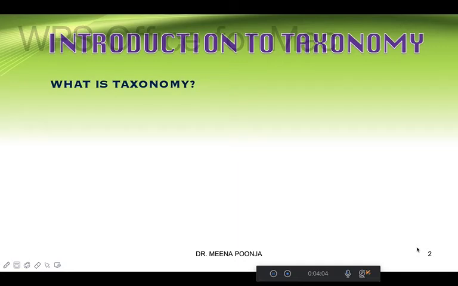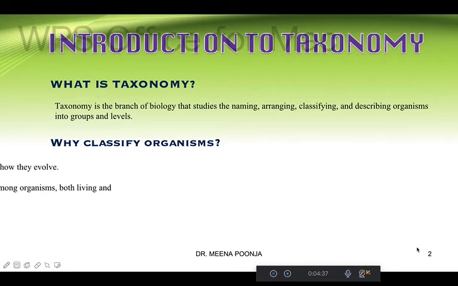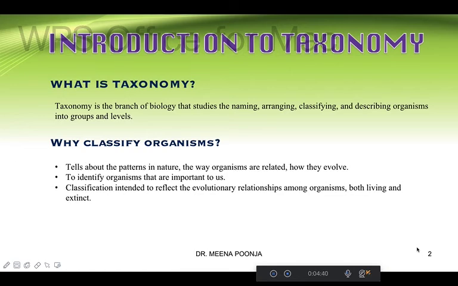It is essential to classify living organisms into different groups and subgroups. So in short, taxonomy is the branch of biology that studies the naming, arranging, classifying, and describing organisms into groups and levels. Now you would ask me, why classify organisms? Classifying organisms basically tells us about the pattern in nature, the way organisms are related, how they are evolved.